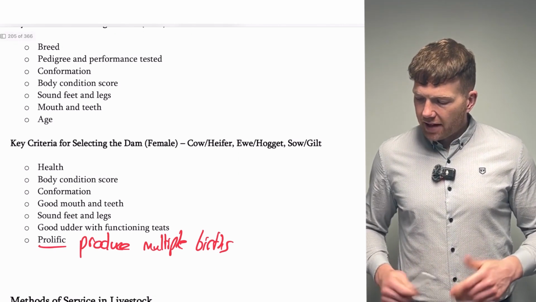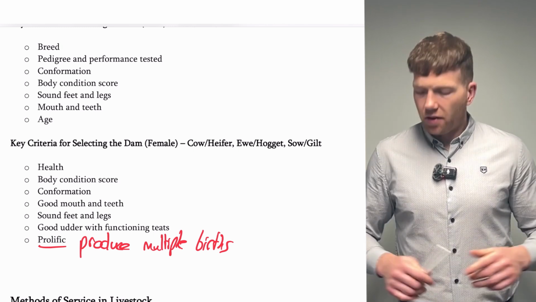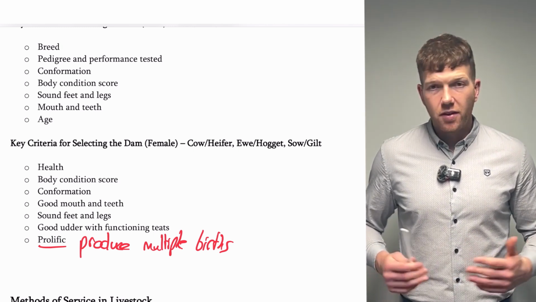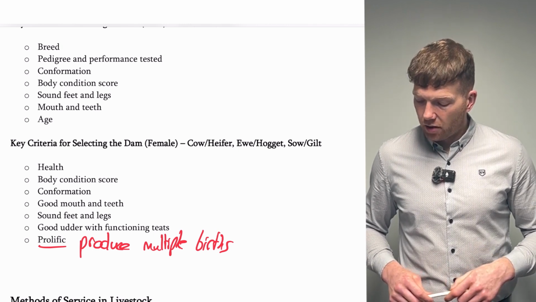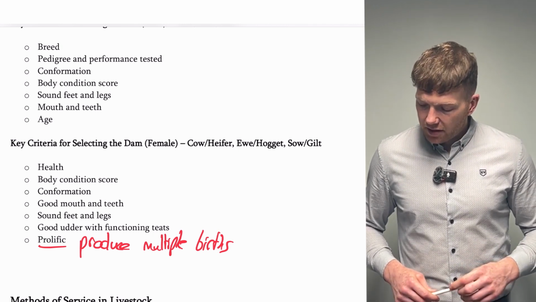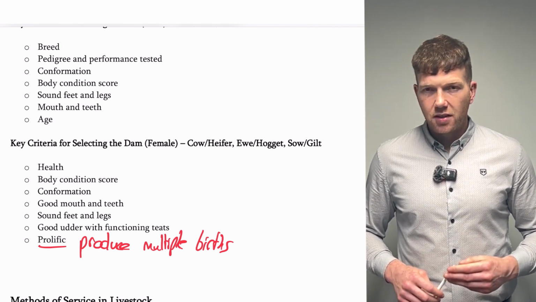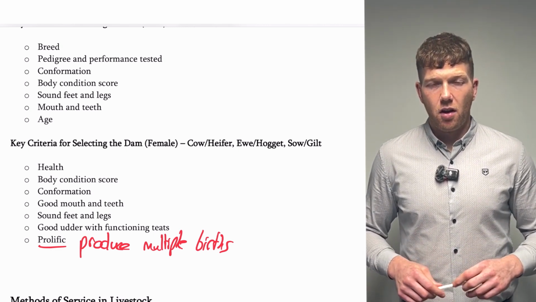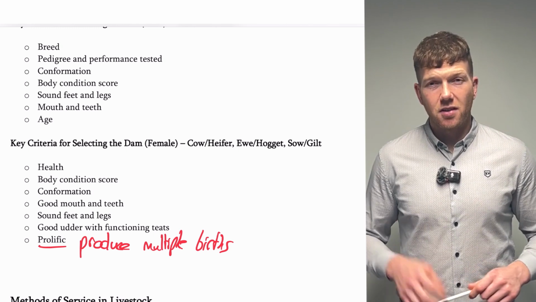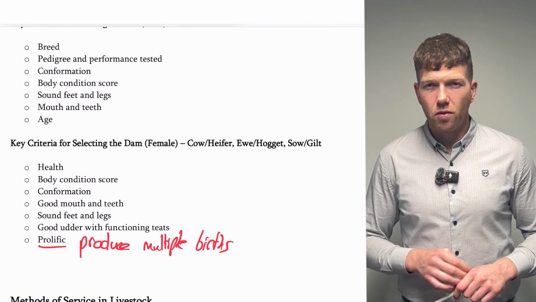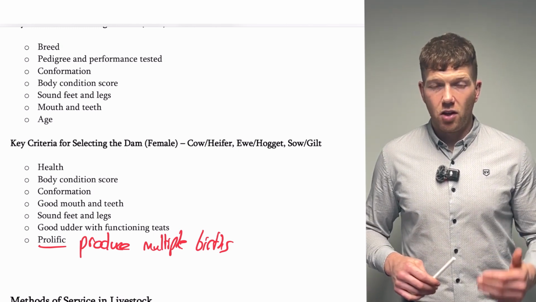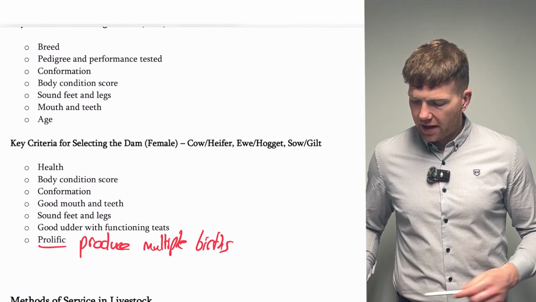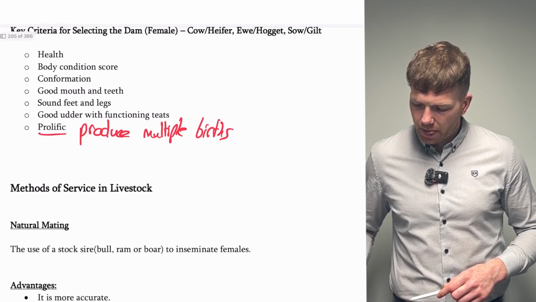For the dam, then, the female, the cow or heifer, the ewe or hogget, or the sow or the gilt, you're looking at health, body condition score, again conformation, good mouth and teeth, and age is again going to be important. The legs and feet, and a good udder with functioning teats. If they're missing one of the teats, you wouldn't be breeding from that. Or if they've already had mastitis, if there's a red swelling in the udder, you wouldn't be breeding from that. Could be a ewe, could be a cow. So there's some things you'd be looking for. And prolific, again, multiple births. That's what we look at there.